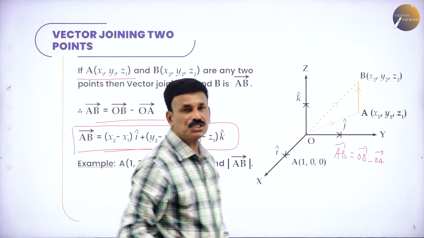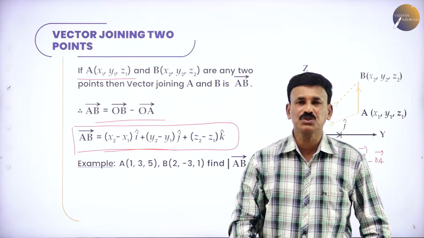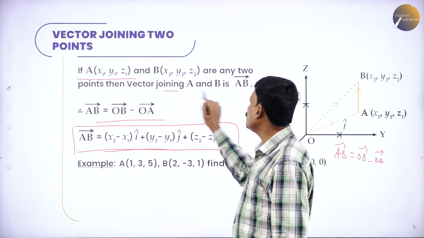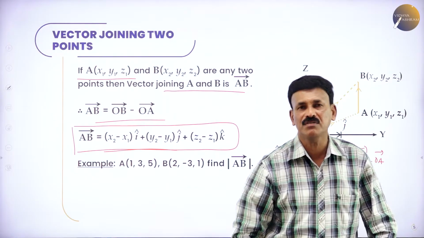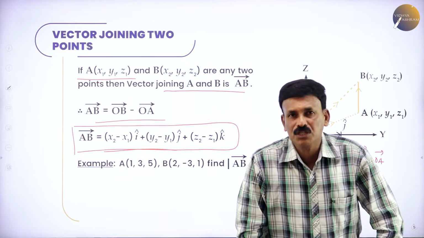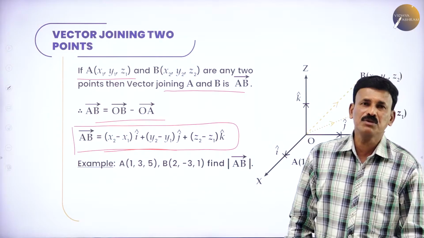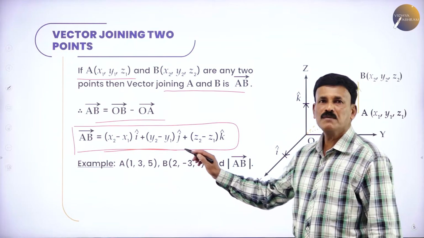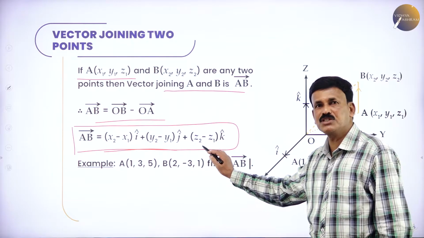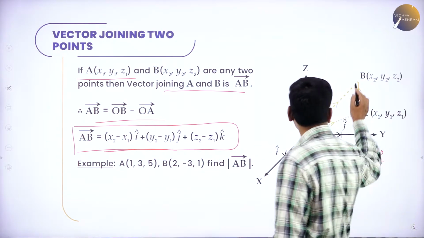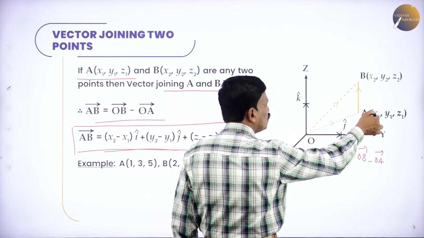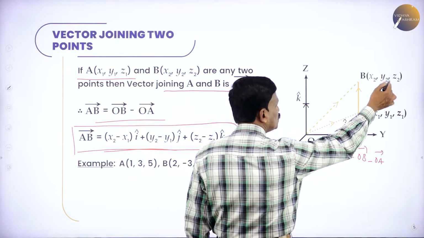That means the position vector of a line joining the 2 points A (x1, y1, z1) and B (x2, y2, z2) is given by vector AB, which is equal to (x2 minus x1) i plus (y2 minus y1) j plus (z2 minus z1) k. So AB is equal to OB minus OA, that is (x2 minus x1) i plus (y2 minus y1) j plus (z2 minus z1) k.